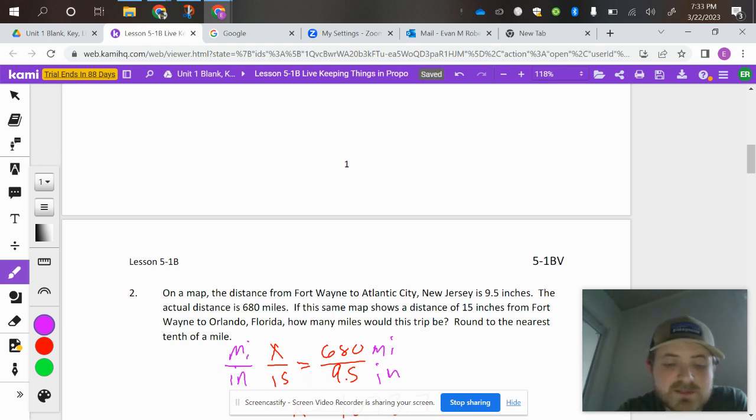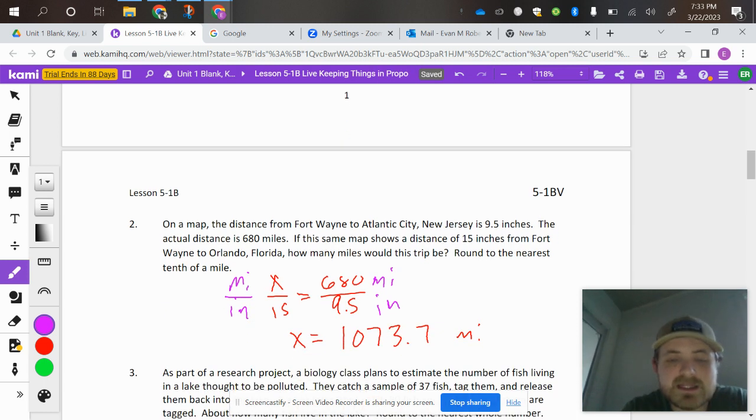From there, we just cross multiply again, leaving me with 15 times 680, and then 9.5 times x, and then I would divide by 9.5 on both sides, giving me this final answer right there.